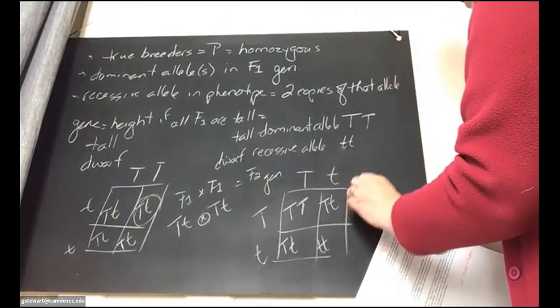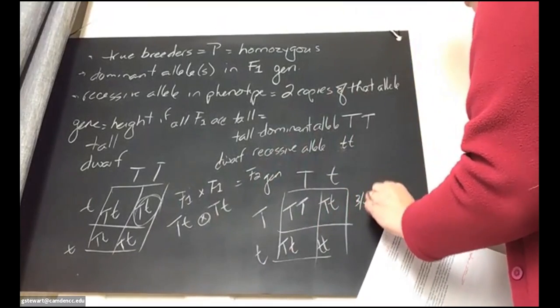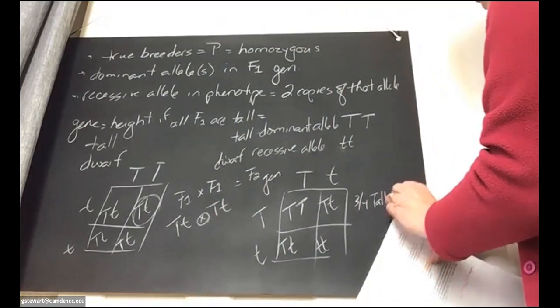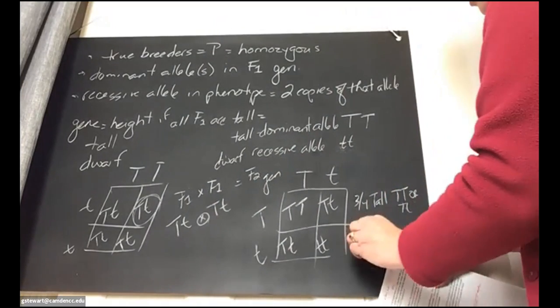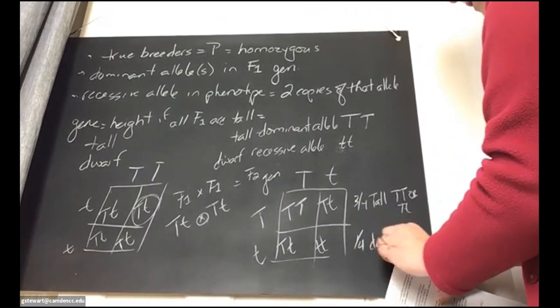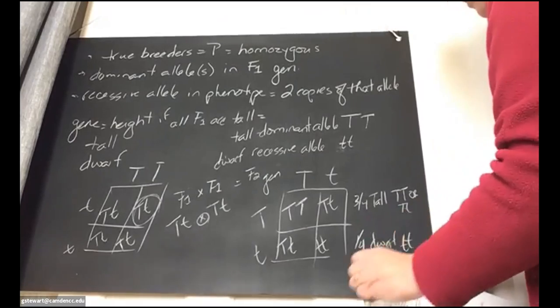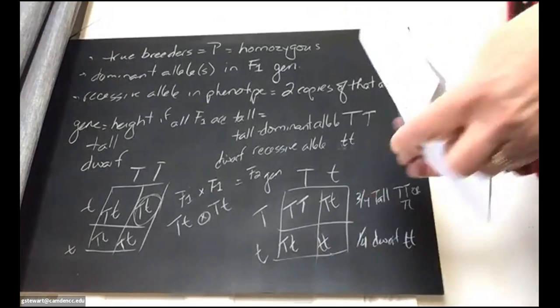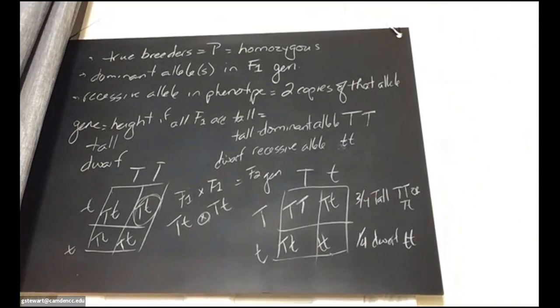And in this case, we would have 3 out of 4 be tall, because the genotype capital T, capital T or capital T, little t equals tall. And we would have 1/4 dwarf. And if it asked for that genotype, it would be lowercase t, lowercase t. Questions, comments, worries about that one?